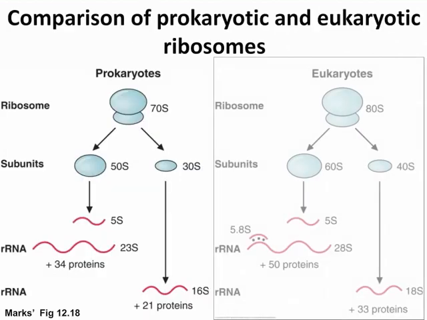So here's another slide. It's not a learning objective. I don't know why he put this in, but you guys will learn about this later. So this compares the prokaryote and eukaryote ribosomes. So prokaryotes have a 70S ribosome made from a 50S subunit and a 30S subunit. And then eukaryotes have an 80S ribosome made from 60S subunits and 40S subunits. So that's the main point, but you're going to learn more about this later.